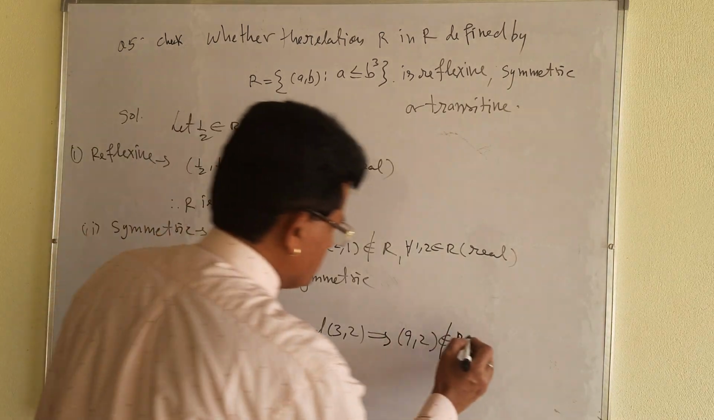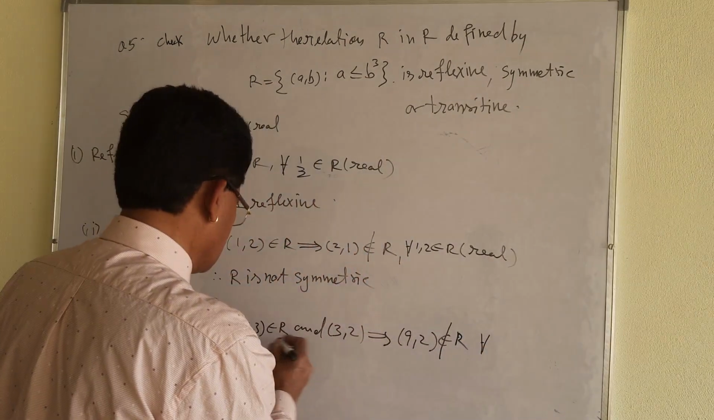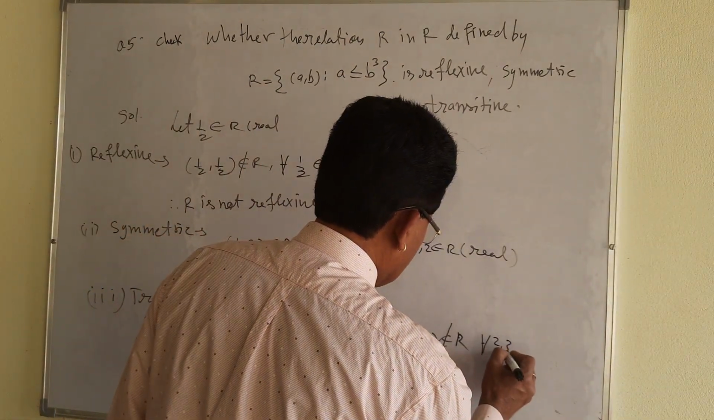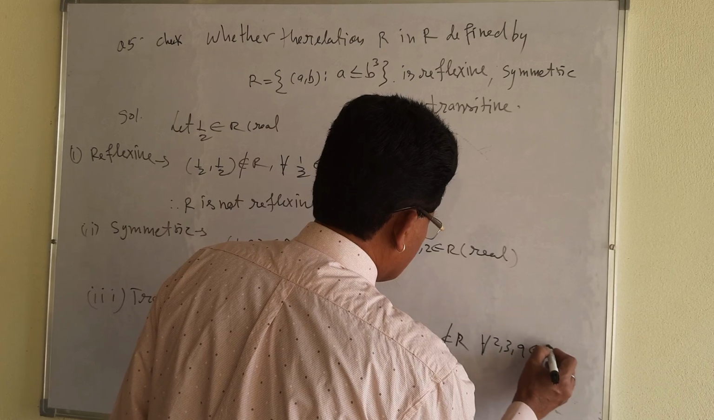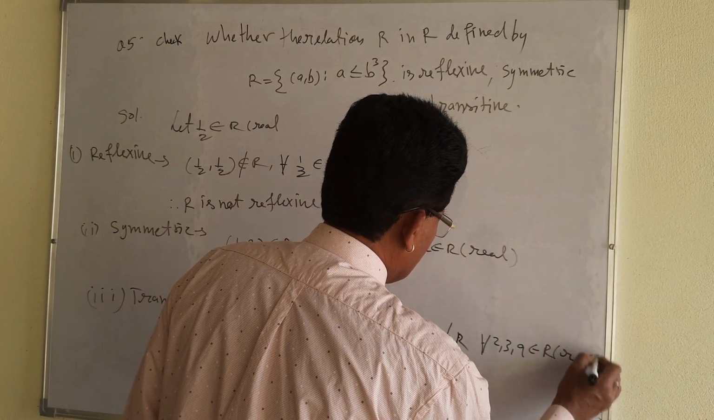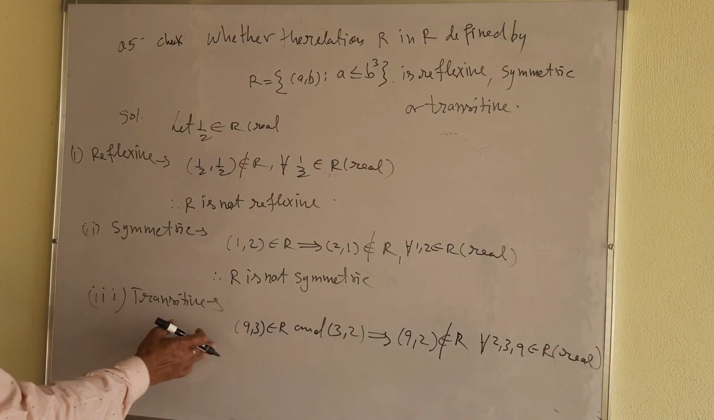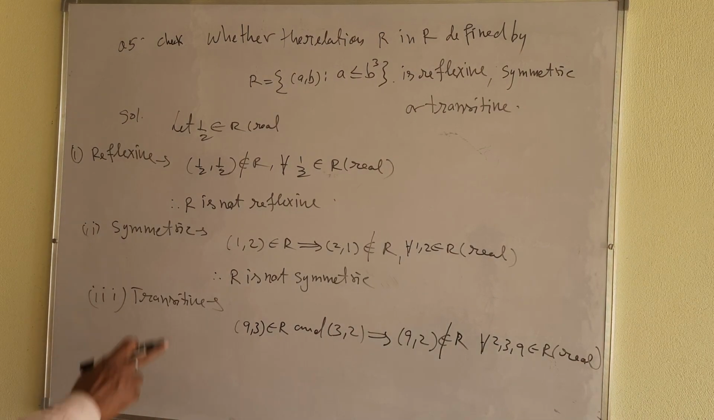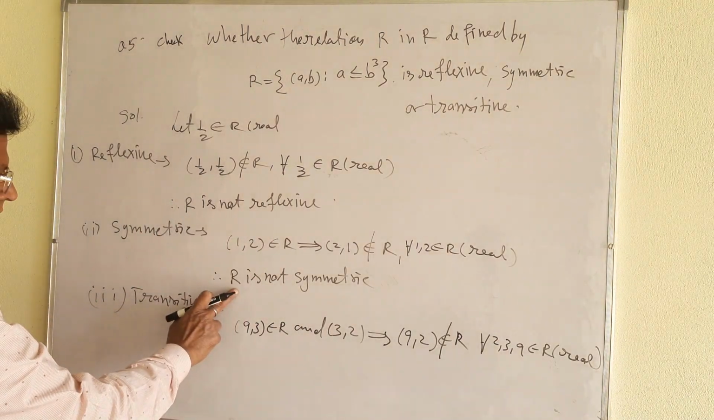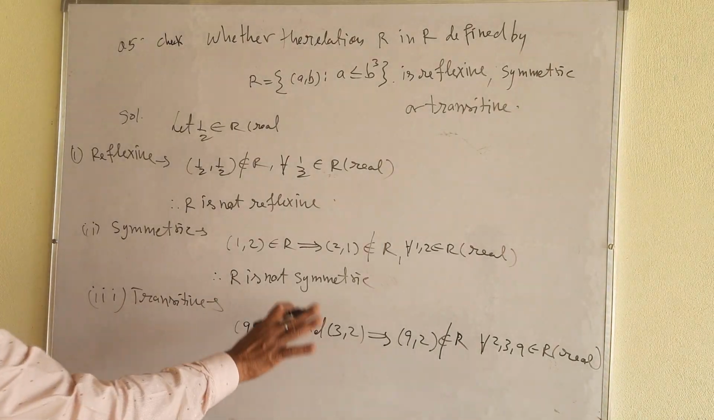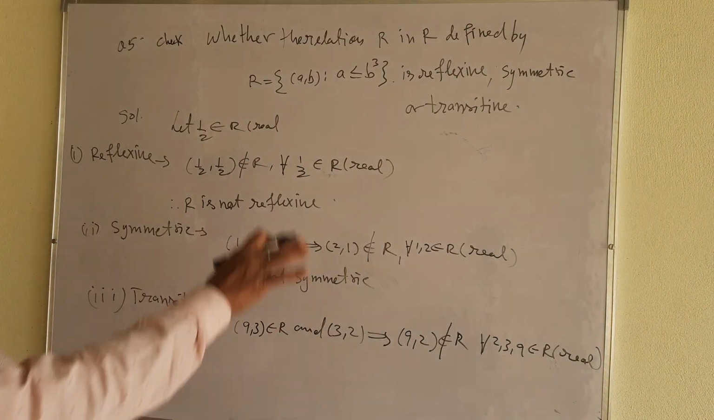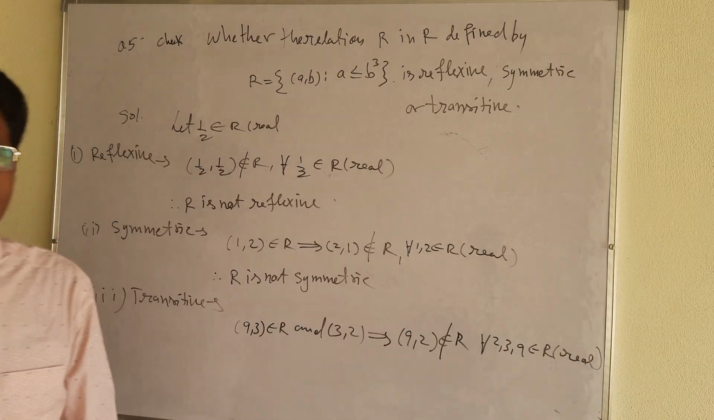So for 2, 3, 9 belonging to R, R means real. It is not a transitive relation. It is given that R is not reflexive, R is not symmetric, and R is not transitive. That is why we have proved the condition.